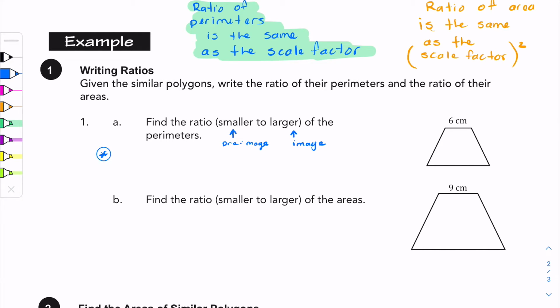I'm going to abbreviate this. I'm going to write same as SF for scale factor. So I'm going to find the scale factor, and I'm going to set it up as the image of 9 divided by the pre-image of 6, and this is going to simplify to 3 over 2. This is your solution. That is the ratio of the perimeters.